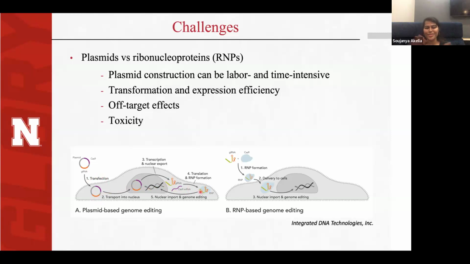Okay, I know that looks very simple, and this figure looks great, but it is a huge headache. There are lots of challenges to getting this to work, but that's basically what it is. So I'll explain. With ribonucleoproteins, or RNPs, the advantage is that you make your guide RNA outside, so you're not depending on a plasmid or anything.